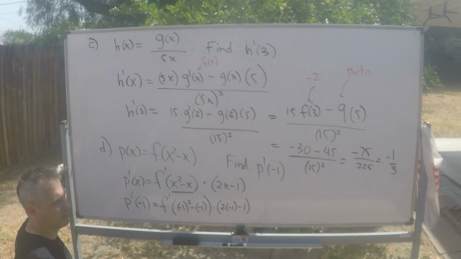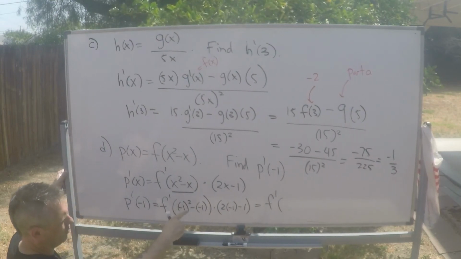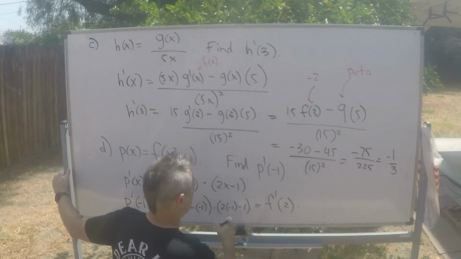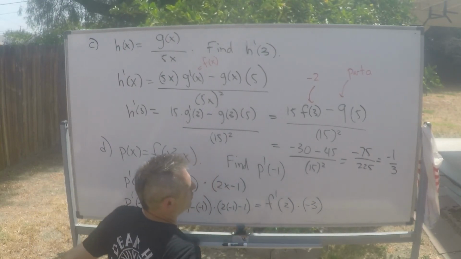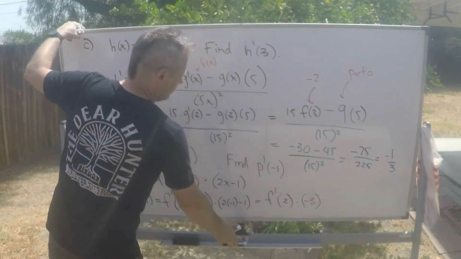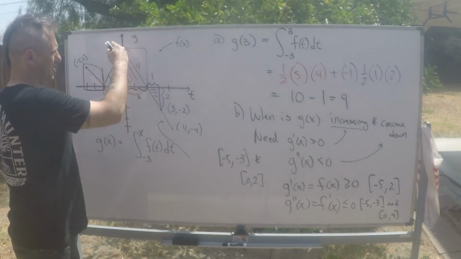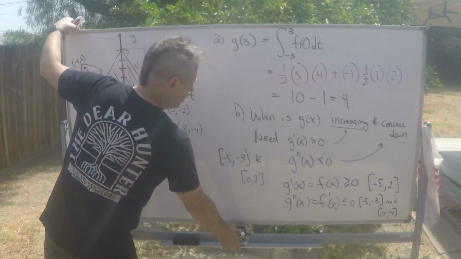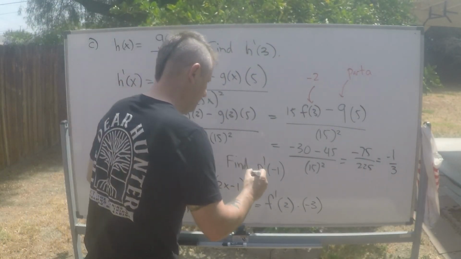Cleaning all this up, it looks like this is f prime of, that's going to be 1 minus -1, 2, times 2 times -1 is -2 minus 1 is -3. So it looks like we need to know f prime of 2, but guess what? That's also something we figured out in part A. F prime of 2 is the slope of this line, which I believe we found from part A was -2. Rises -4, runs 2. So this is -2.